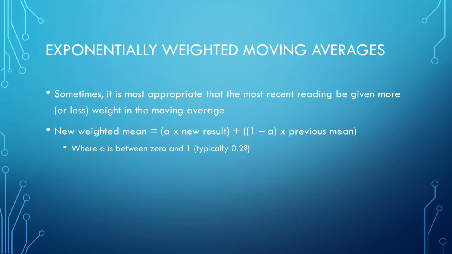And the book says it's usually 0.2, but I'd have to think about why 0.2 would be a magically wonderful number for that. So if I use 0.2, essentially what that means is 20% of my new number is going to come from the most recent piece of data that I've seen, and 80% is going to be a function of all of the data that I've seen in the past.